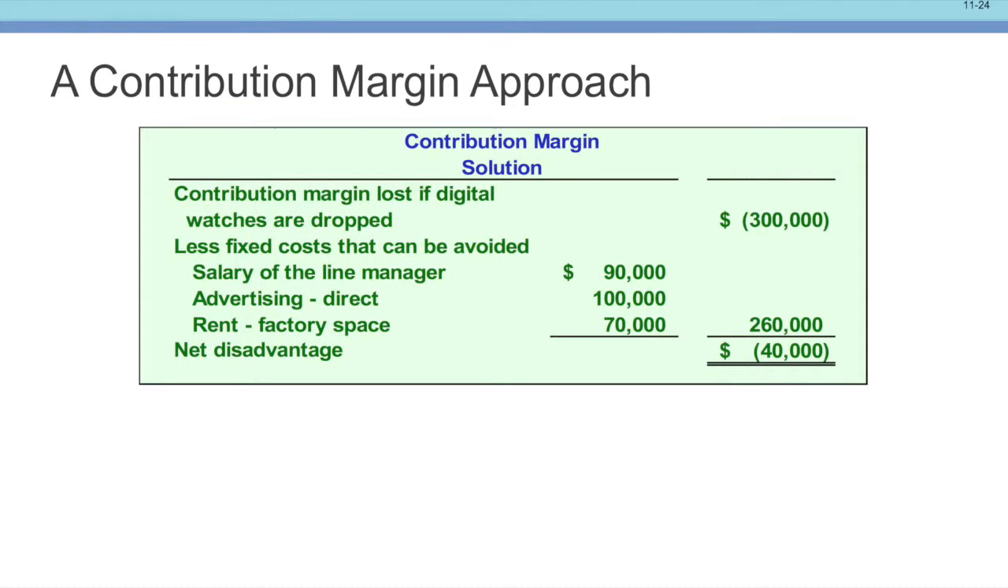If we look at the results, we can look at it as a contribution margin solution. The contribution margin would be lost if the digital watches are dropped. So we may have $300,000 in contribution margin, and that would be lost if we got rid of the watch division. It's kind of a reverse thinking here to think of it as negative. It would be lost, so we're showing it here as negative. Less the fixed costs that can be avoided: the salary of the line manager, we can avoid that. We can also get rid of the direct advertising and the rent of the factory space. Apparently that was all directly attributable to the digital watch division, and so we could get rid of those fixed expenses.